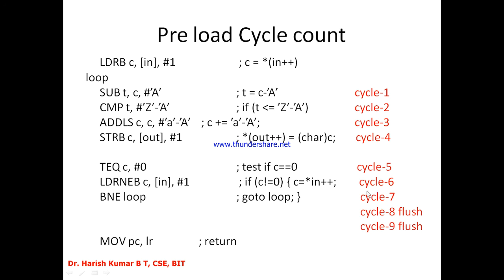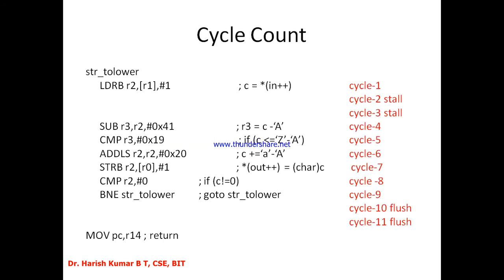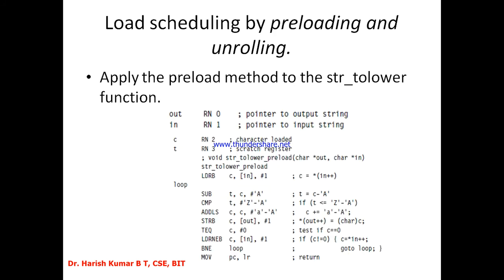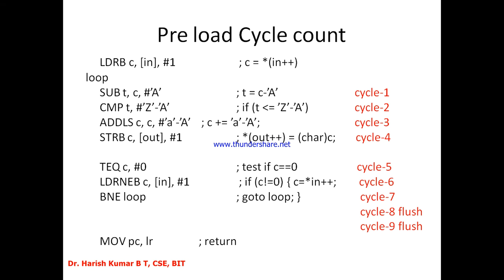8 and 9 flush cycle, totally 3 cycles for the branch. Now 9 clock cycles to convert an uppercase letter into a lowercase letter. If I write a string with 10 characters, to convert all 10 characters from uppercase to lowercase, 10 into 9, 90 clock cycles are required. Here, 110 clock cycles are required. Here, it is happening in 90 clock cycles.